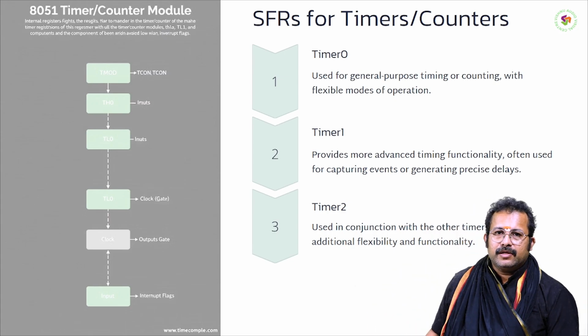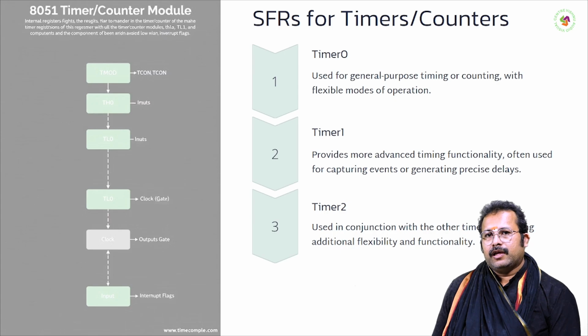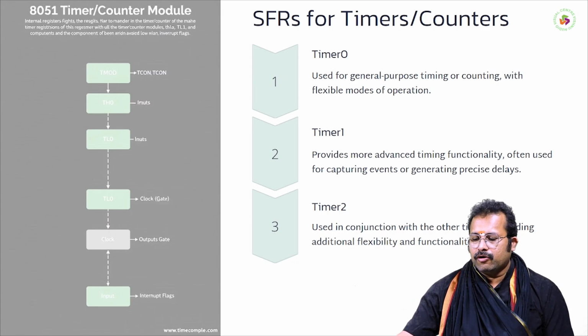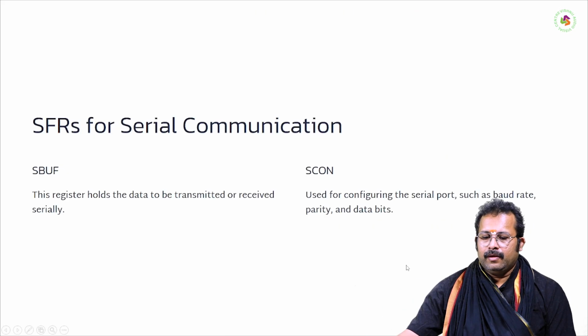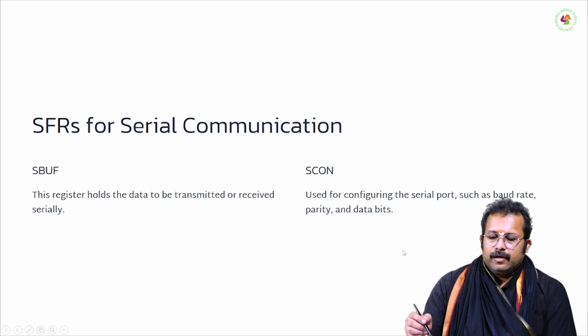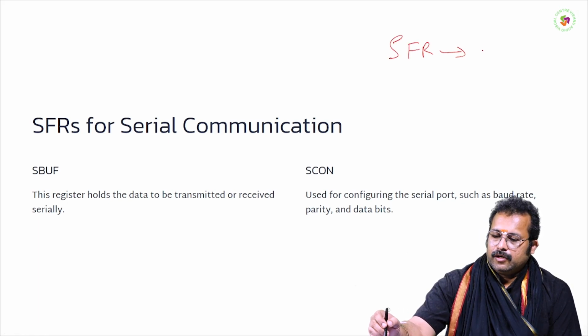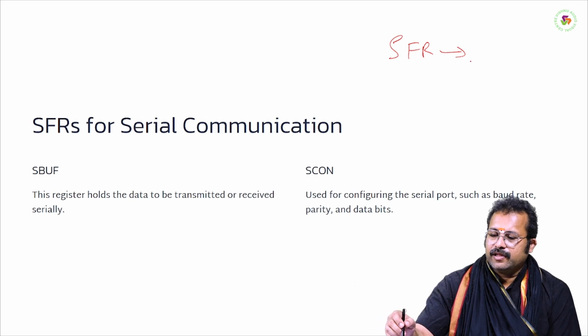Timer 2 is an optional concept in the 8051 microcontroller. In the standard flavor of the 8051 by Intel, which was the manufacturer, there is no timer 2, but in the later flavors of the 8051 there is a timer 2 that works in combination with the other timers. Then there are serial control registers, the special function registers mainly controlling serial communication. What registers are there?